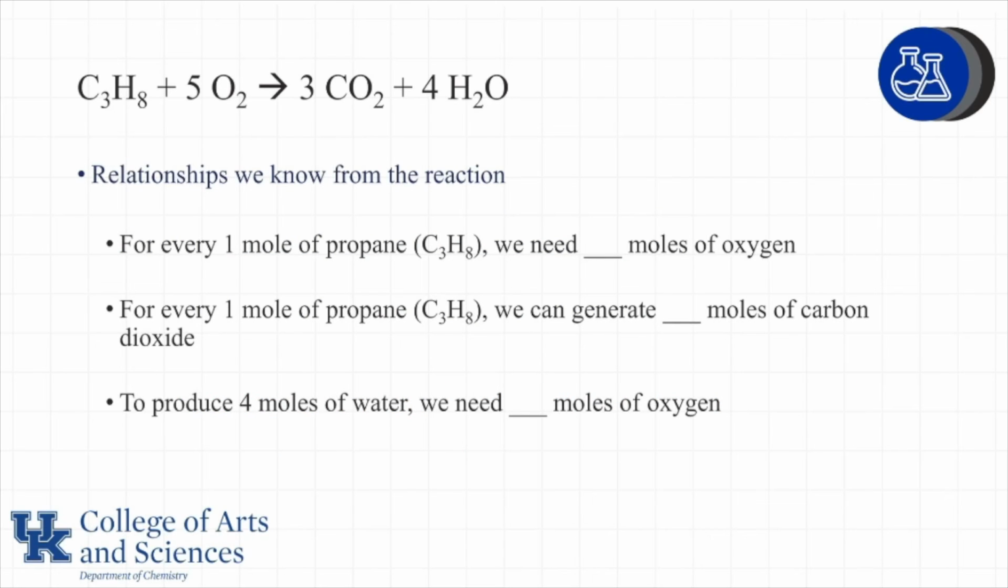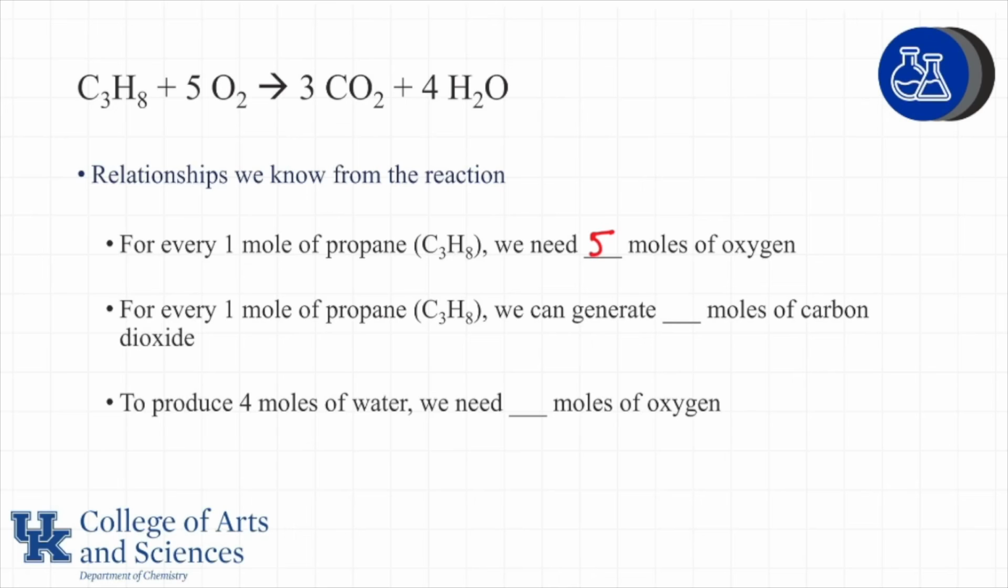Let's look at an example of how we get these ratios from our balanced chemical equation. We can get relationships between any pair of substances in a reaction. It doesn't matter which side of the reaction they're on. For example, for every 1 mole of propane, we need 5 moles of oxygen, because the coefficient for propane is 1, because there's no number there, and the coefficient for O2 is 5.